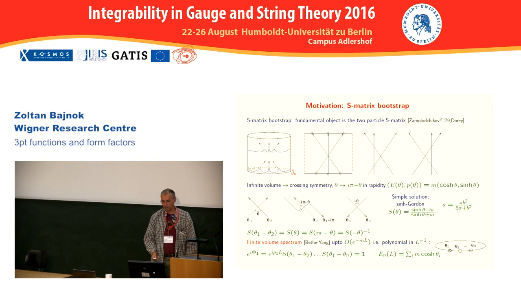So what does it mean? If you take one particle and move around the circle, then you should pick up this translational phase e to the i p1 L. But since there are other particles, they will scatter on them, and then you also pick up the phases of these S matrices. So this whole product should be 1, and this is the so-called Bethe-Yang equation for the rapidities, which you solve.